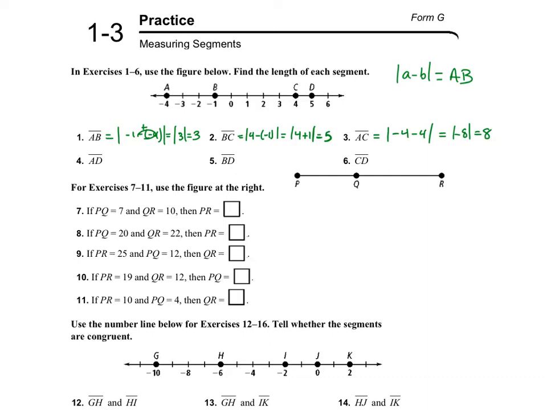So for number 7, I'm going to use 7, 9, and 11, the odd exercises on this one. Say PQ is 7 and QR is 10. By the segment addition postulate, we know that the distance PQ plus the distance QR equals the distance PR. So in this case, this is just 17. That's it.